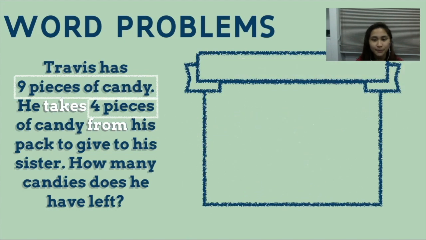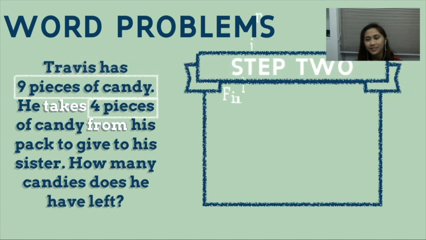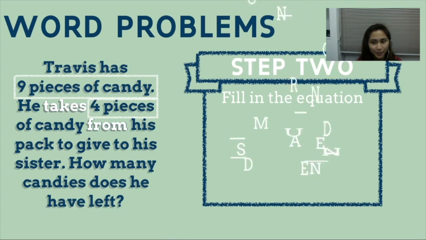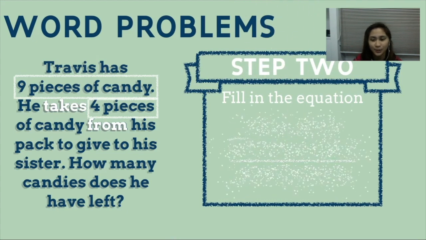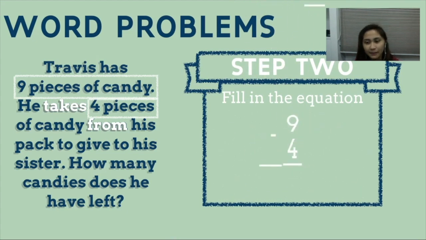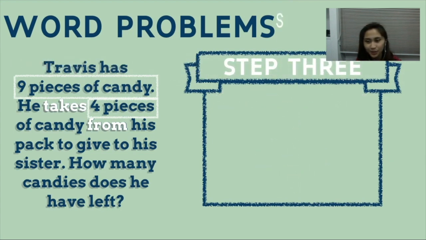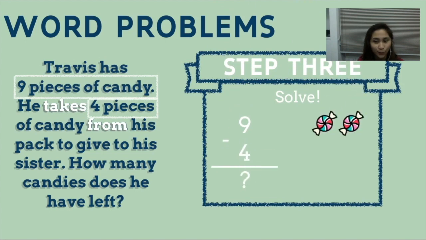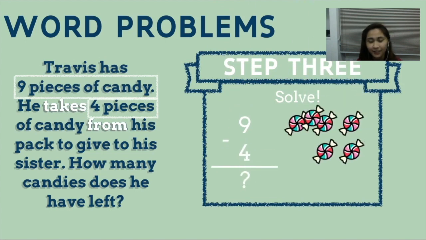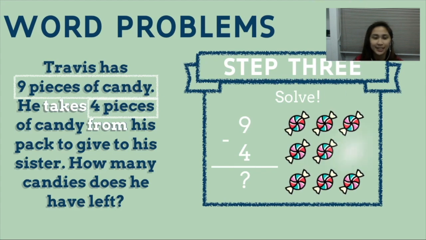So the next step is to fill in the equation. So it becomes minuend minus subtrahend is equal to the difference. So you fill that in and it becomes 9 minus 4. And then the next step is basically to solve. So you're given 9 candies and then you take away 4 and then you count the remaining. So you get 5 candies left.